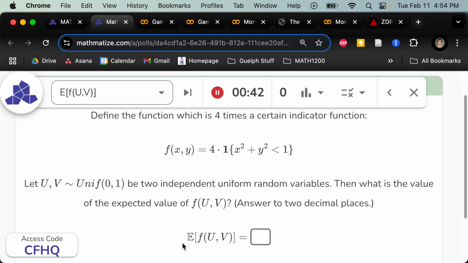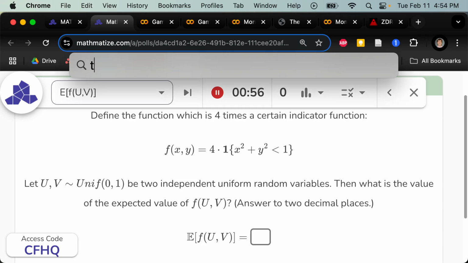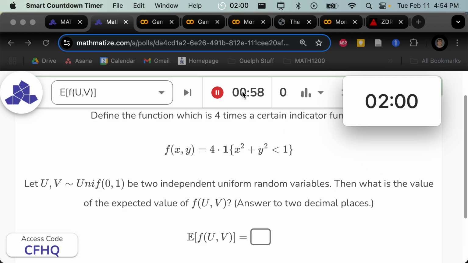What is the value of the expected value of f of U V? Please answer to 2 decimal places. First you have to do it theoretically, and then we'll do it on the computer with a Monte Carlo algorithm and see how it goes. Okay, I'll give you a minute to think. You might need to draw a picture of a square or something like that to try to figure this out.